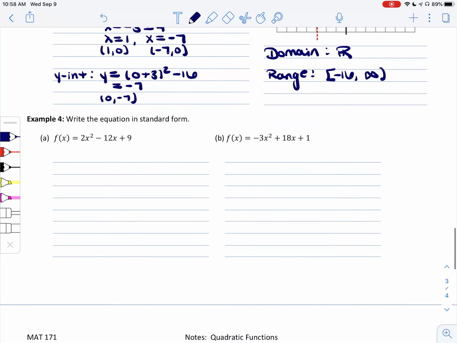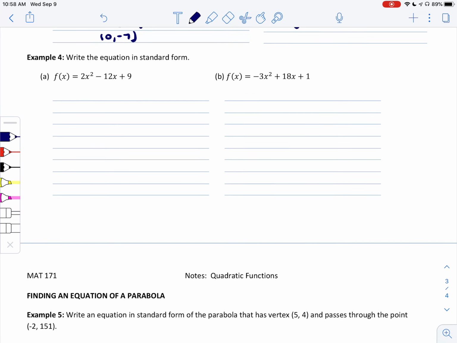All right, the next thing we're going to look at is changing an equation from general form to standard form. Essentially all we need to do to make this change is find the vertex of the parabola, because our standard form is also known as our vertex form. So if we can find the vertex, we can easily write our equation. So let's go ahead and look at A here, and let's start by finding our vertex.